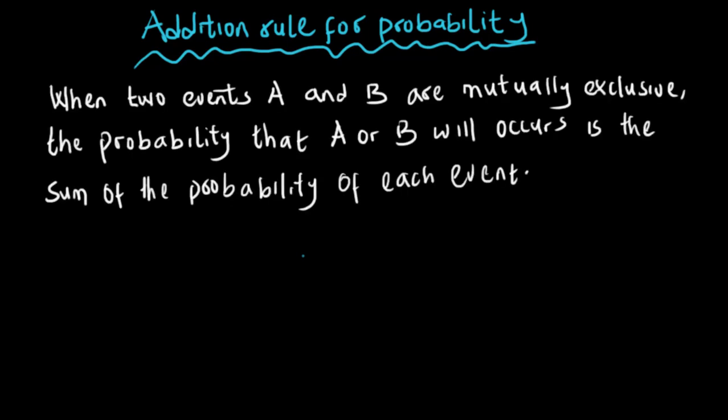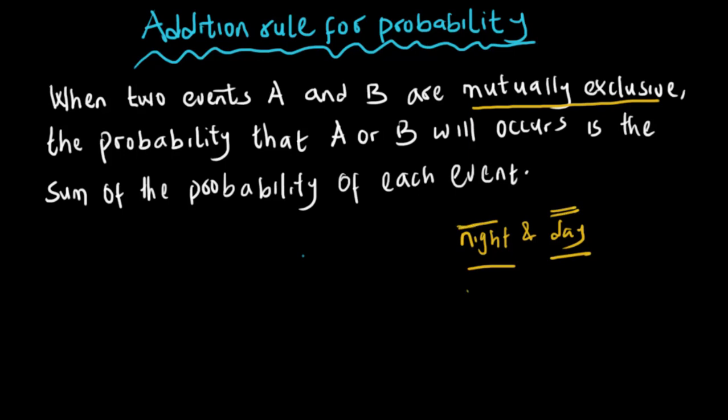When two events A and B are mutually exclusive. Now, what does it mean for an event to be mutually exclusive? It means that the two events cannot occur at the same time. For example, we can't have night and day at the same time. These two events are mutually exclusive. If we have night, then we don't have day. If we have day, then we don't have night.